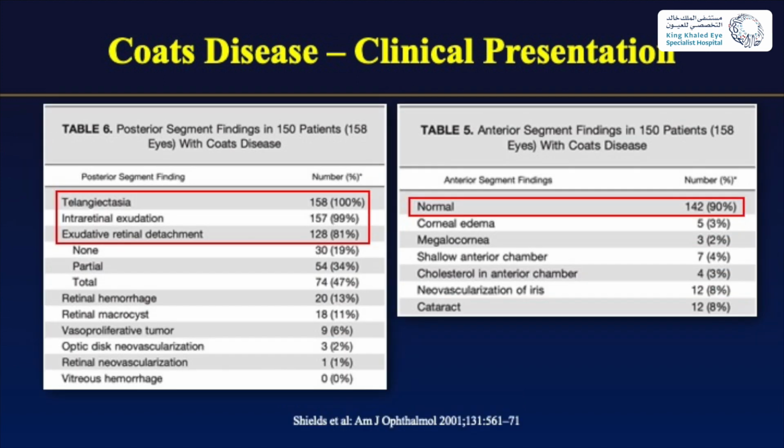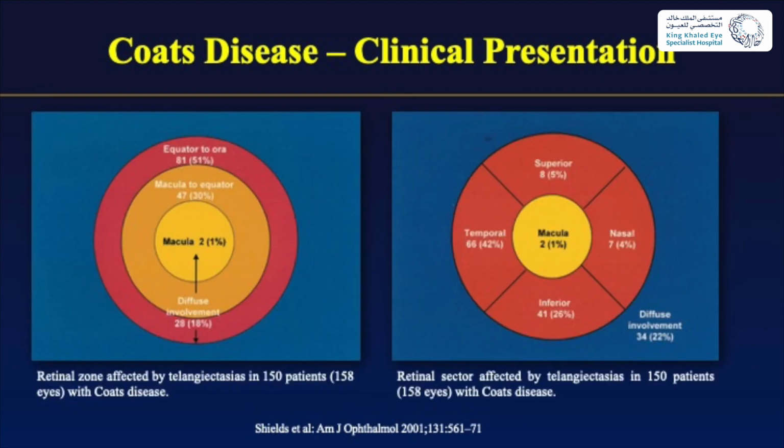Posterior segment findings included telangiectasia and intraretinal exudation in almost all of the patients, followed by exudative retinal detachment in 81% of the patients. Other findings might include retinal hemorrhage, retinal macrocyst, vasoproliferative tumor, optic disc neovascularization, and retinal neovascularization. The anterior segment was normal in 90% of the patients.